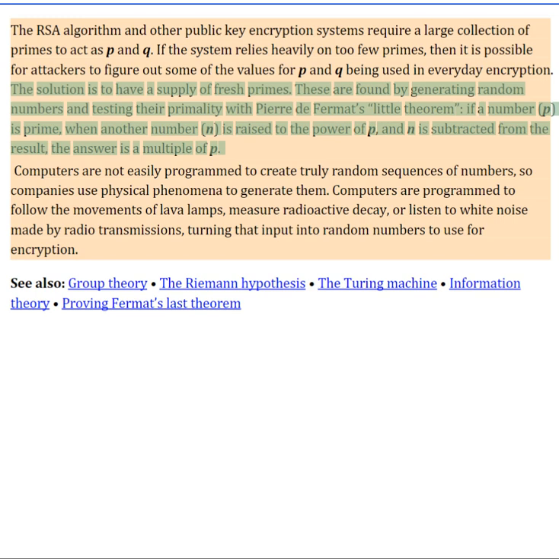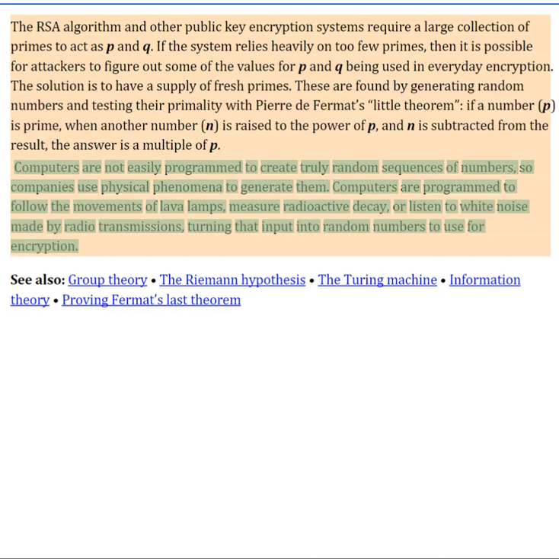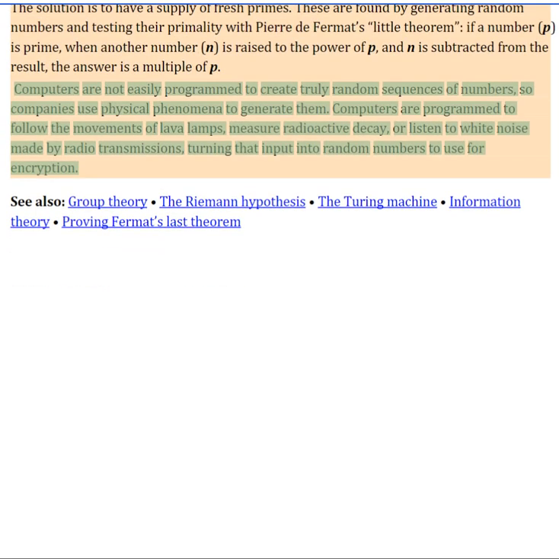If a number is prime, when another number is raised to the power of p, and n is subtracted from the result, the answer is a multiple of p. Computers are not easily programmed to create truly random sequences of numbers, so companies use physical phenomena to generate them. Computers are programmed to follow the movements of lava lamps, measure radioactive decay, or listen to white noise made by radio transmissions, turning that input into random numbers to use for encryption.